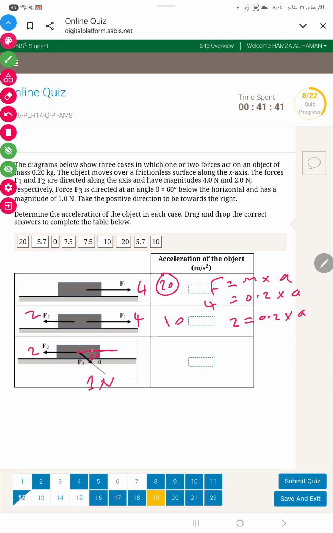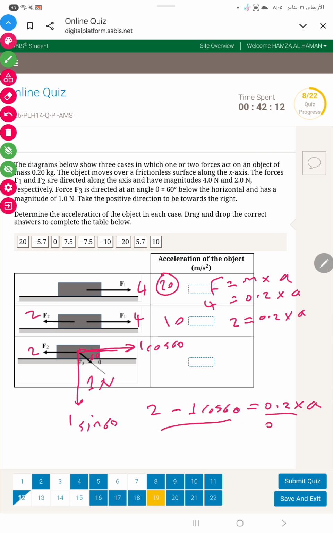For the last one, we draw two components for the force. First component is 1 cosine 60. The second component is 1 sine 60. For the acceleration now, we do the resultant force. 2 minus 1 cosine 60 is equal to mass, which is 0.2, times acceleration, which we don't have. Then we divide both sides by 0.2, cancel these, and you get the acceleration.